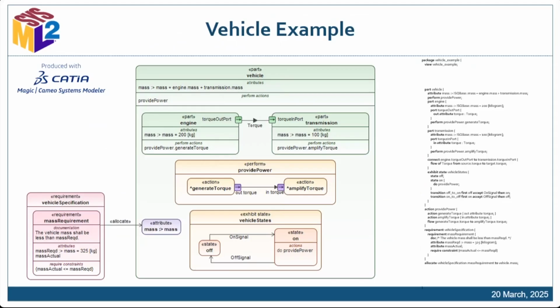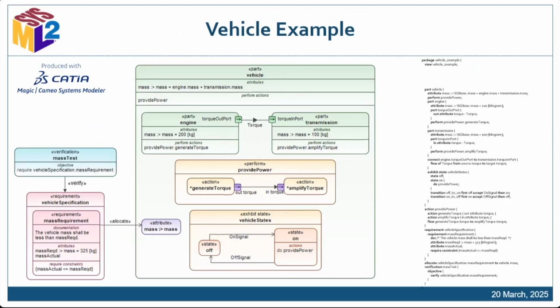In this case, we've allocated that mass requirement to the mass of the vehicle. That mass is shown graphically as a node down there. It's one and the same as the mass up top. I just wanted to show it as a node so you could see the relationship. And then here's a verification case, and it's verifying this requirement.